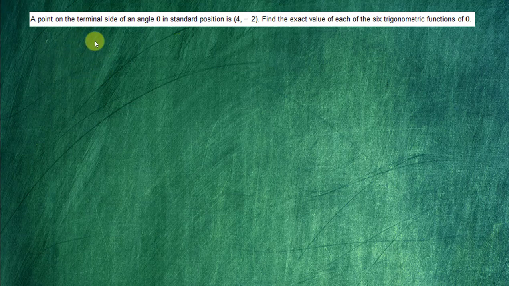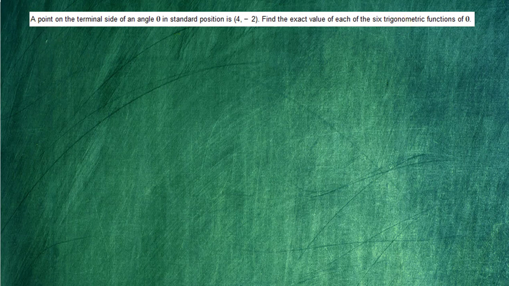In this video, we are going to solve one problem on the week 5 homework assignments, question 75 on the MyMathLab assignments. We are given a problem where a point on the terminal side of an angle theta in standard position is (4, -2). Find the exact value for each of the 6 trigonometric functions of theta.